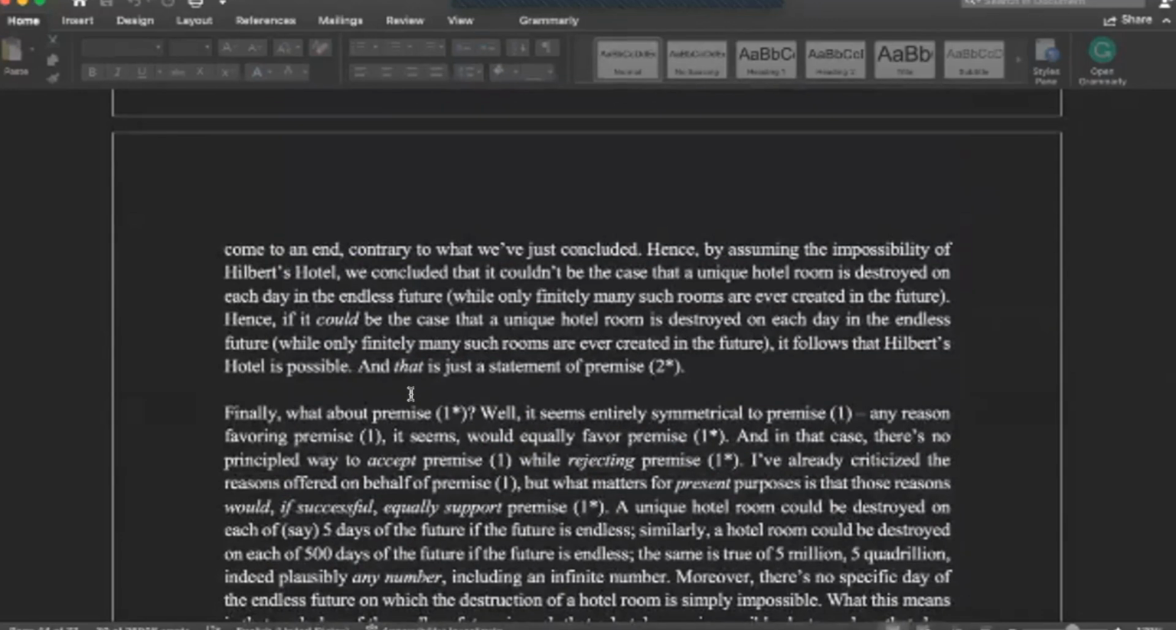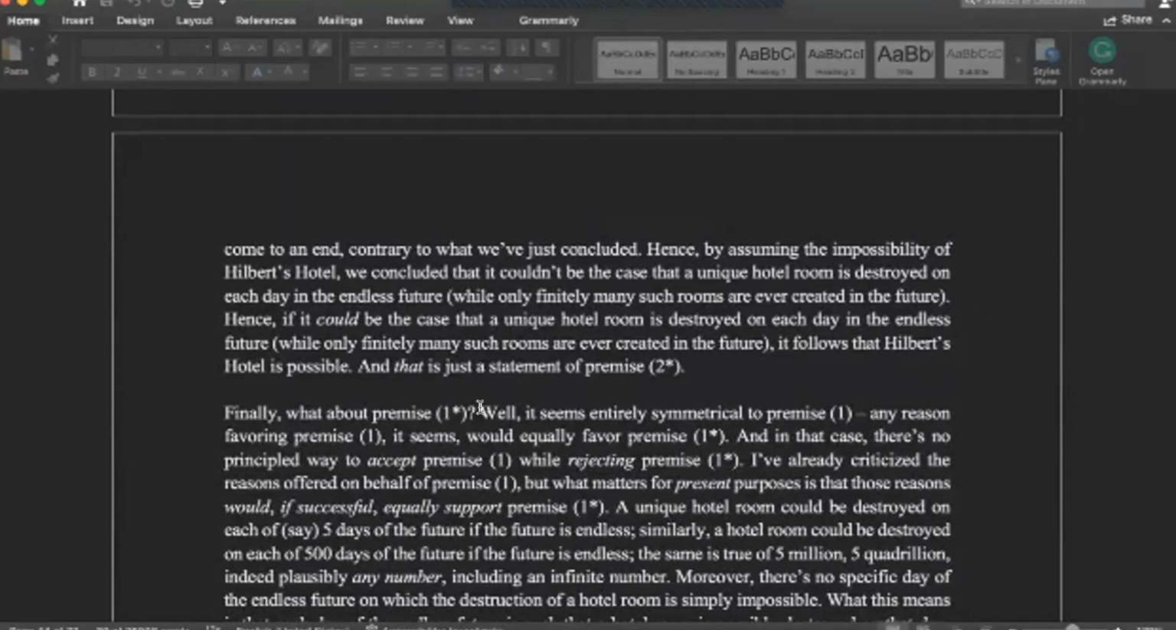Finally, then, we ask about premise 1 star. Well, I say it seems entirely symmetrical to premise 1, right? Any reason favoring premise 1, it seems, would equally favor premise 1 star. And in that case, there's no principled way to accept premise 1 while rejecting premise 1 star. I've already criticized the reasons offered on behalf of premise 1, but what matters for present purposes is that those reasons would, if successful, equally support premise 1 star.